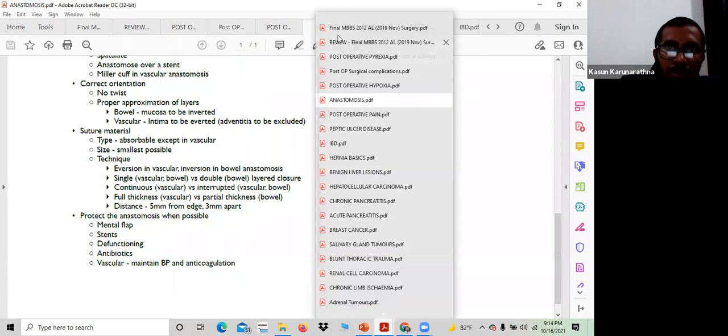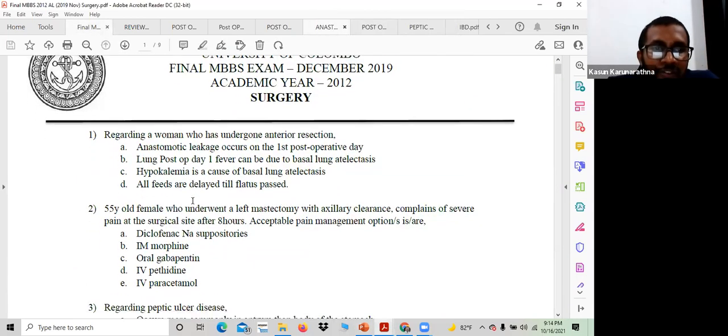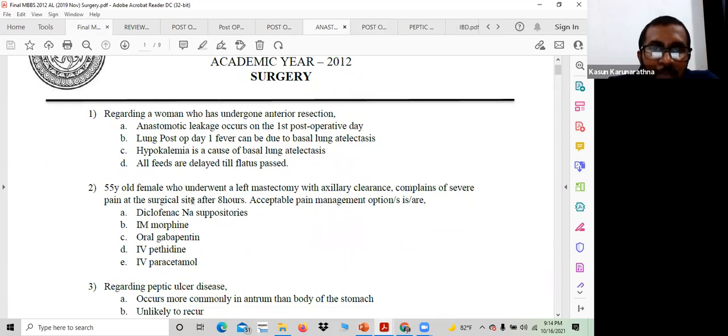Then, second question. A 55-year-old female who underwent a left mastectomy with axillary clearance complains of severe pain at the surgical site after 8 hours of the surgery.